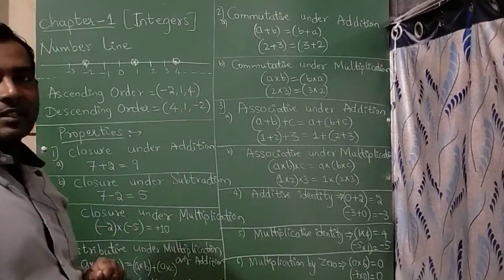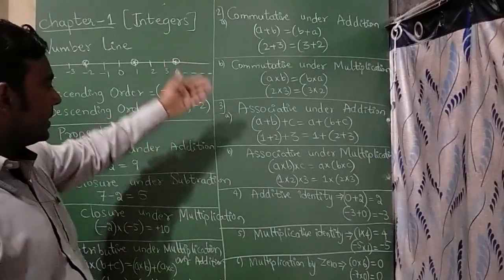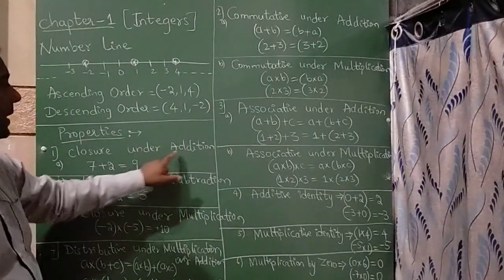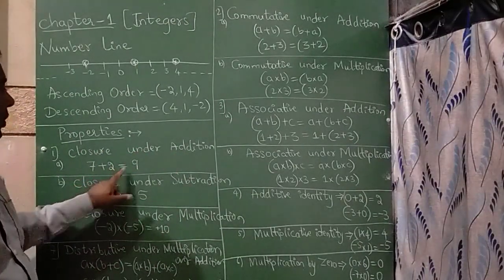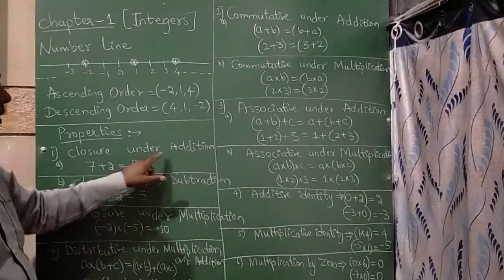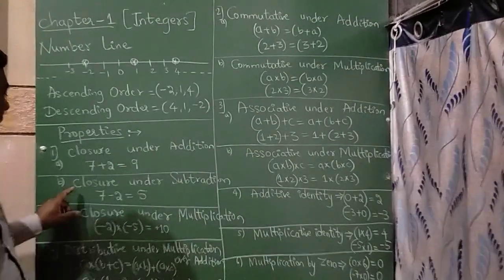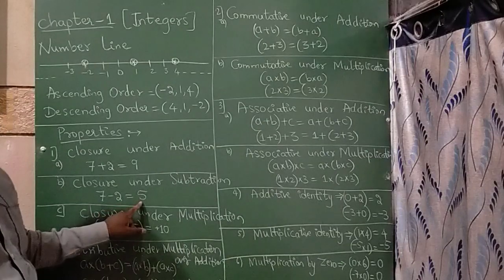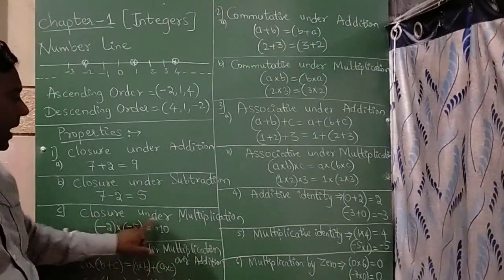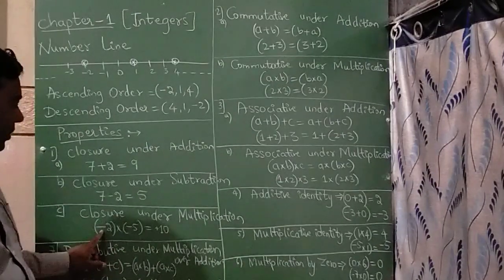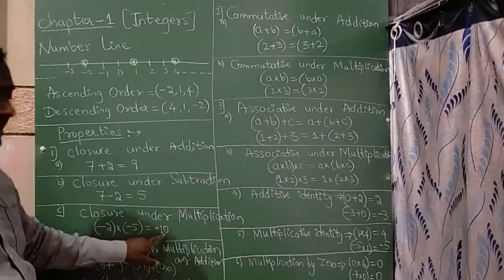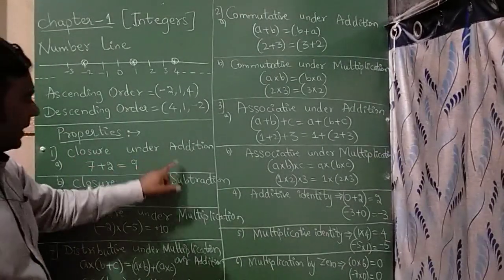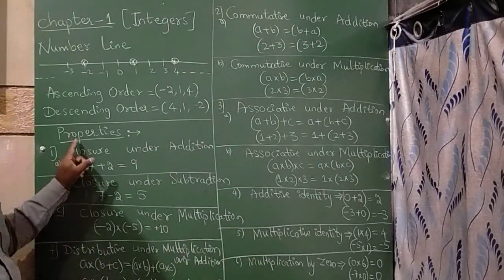Now in integers there are a few properties. I have written a few properties here. The first property is closure property. Closure property under addition: 7 plus 2 is 9. I have taken one example for understanding the addition. Fine. Now closure property under subtraction: 7 minus 2 is 5. Fine. Now closure property under multiplication: -2 into -5 is plus 10. Minus into minus is plus, 2 5s are 10. So there is addition, subtraction, multiplication under closure property.